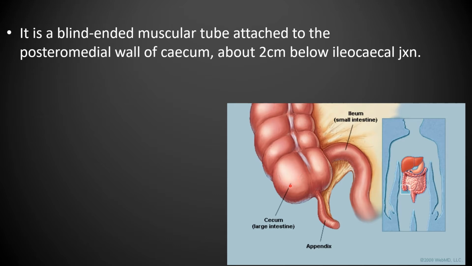This is the cecum. This is the posterior medial insertion of the appendix. In the posterior portion of cecum, in the middle, it is attached. This is the appendix. Then this is the iliocecal junction and the attachment is approximately 2 cm below the iliocecal junction.